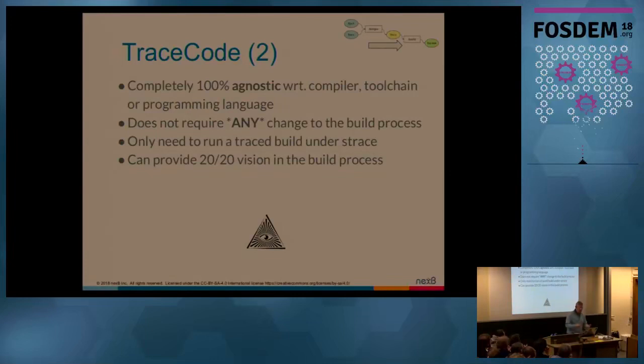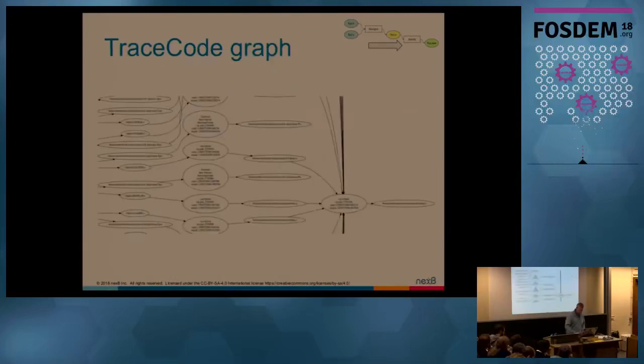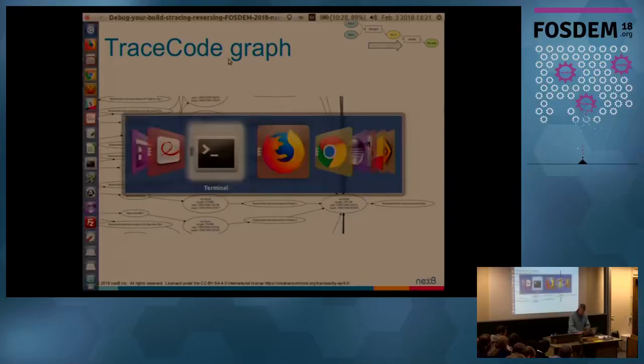And the cool thing is that it really provides this 20/20 vision into the build process, at least some aspect of the build process, which is what tools were used, what executables were spawned, what files were read and written to, and in which order. So let's look a bit at the fun stuff. It's a graph, so you can pass it to dot and Graphviz, and you can actually build cool things about it.